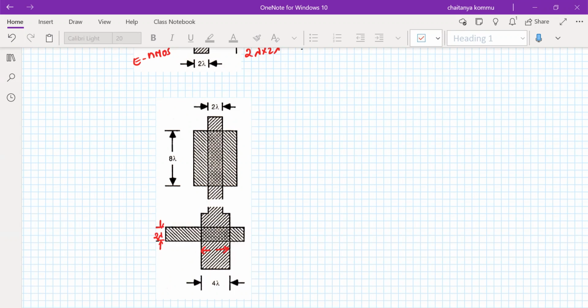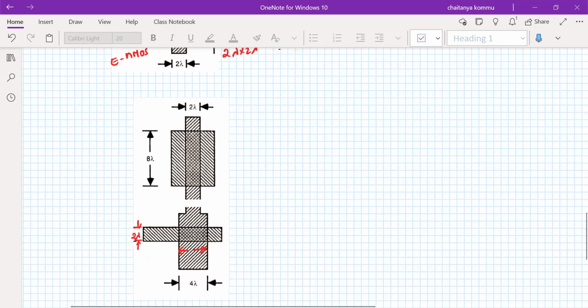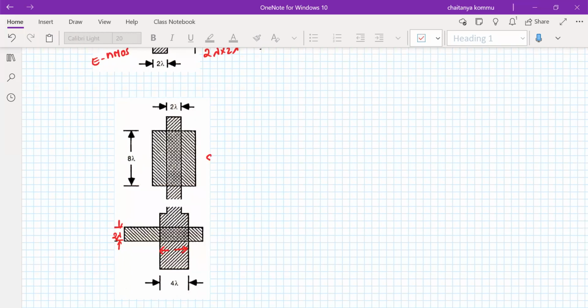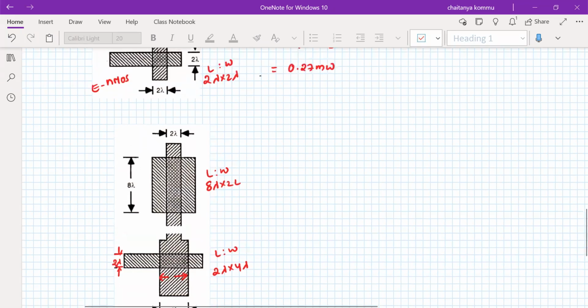Okay, what will happen in this case now? So what is this value? It's 8 lambda into 2 lambda, the length to width ratio. What is it here now? The length to width ratio is 2 lambda into 4 lambda. So the width I have taken something like this.